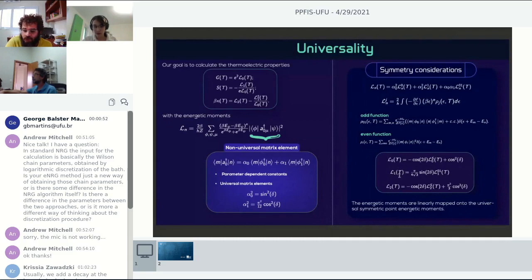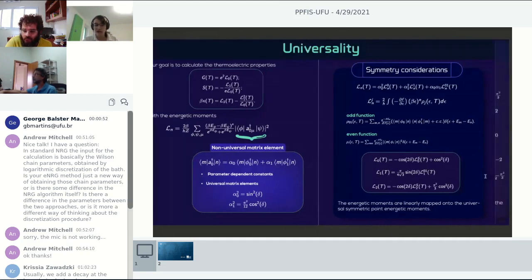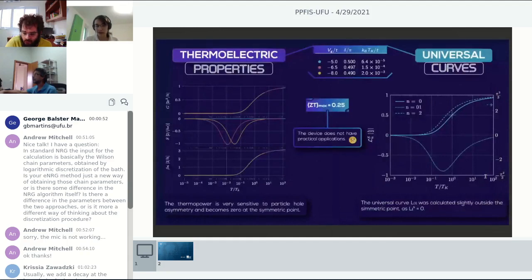But this is not really a problem. Then all we have to do is an NRG run in a point a little away from the symmetric point, and then by knowing the phase shift, we can just divide this function by this prefactor and get the universal function.